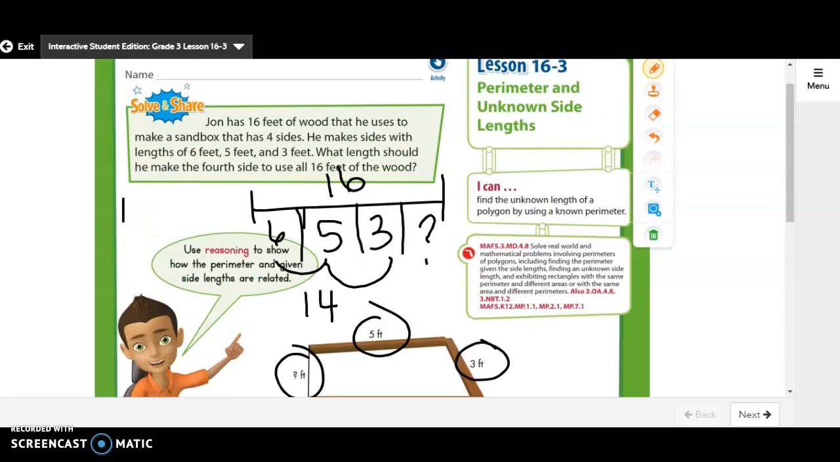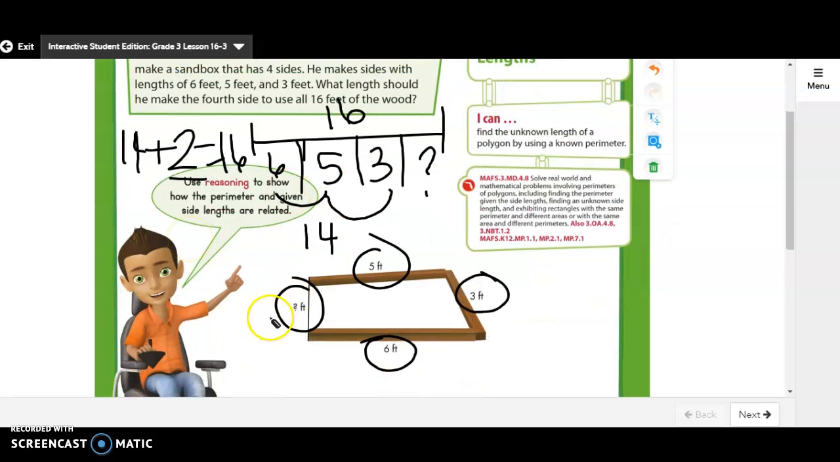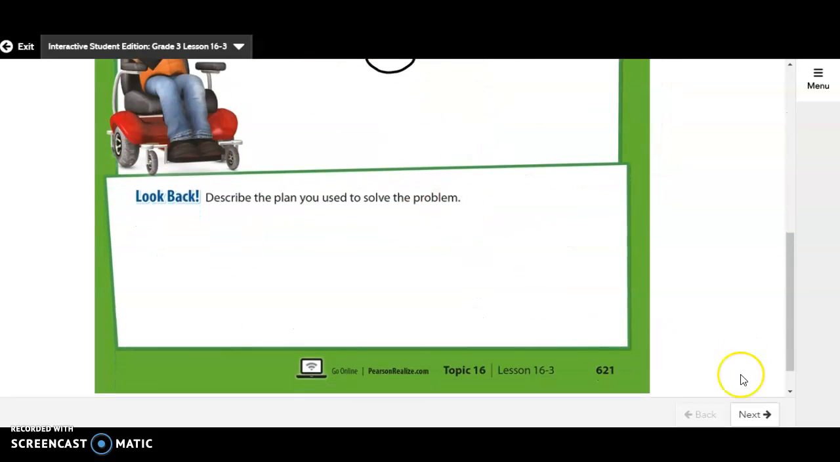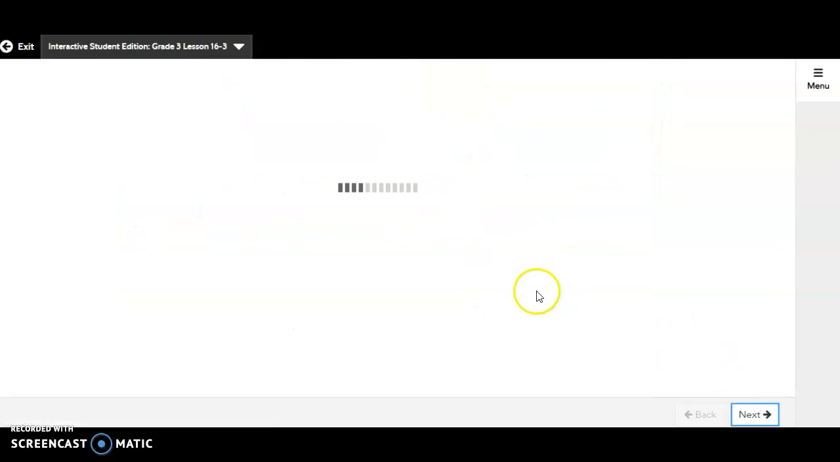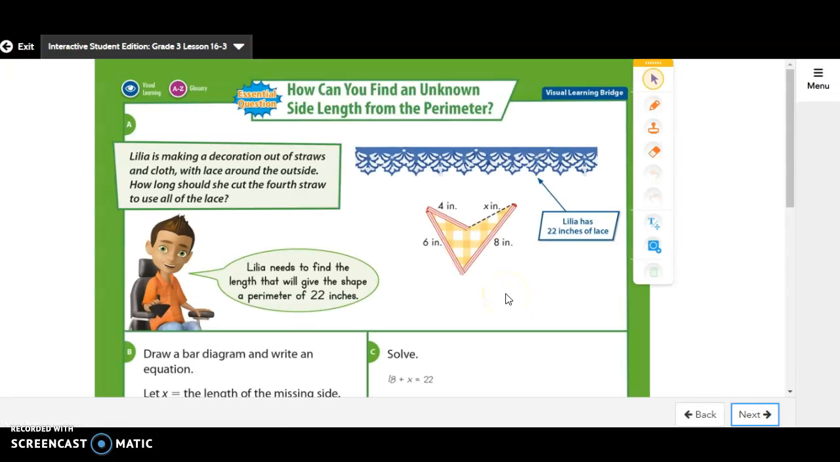So 14 plus something is 16. Okay? So you can either count up 14, 15, 16, and get 2, or you could have subtracted 16 minus 14, kind of that same thinking. So we would know that this side was worth 2 feet. So really guys, when you have a missing side, you're going to be doing a lot of subtraction and addition just to find how much you already know, how much you need in all, and that will help you find that missing piece.